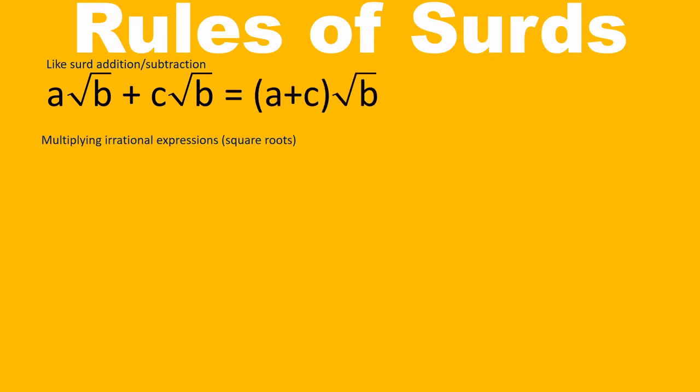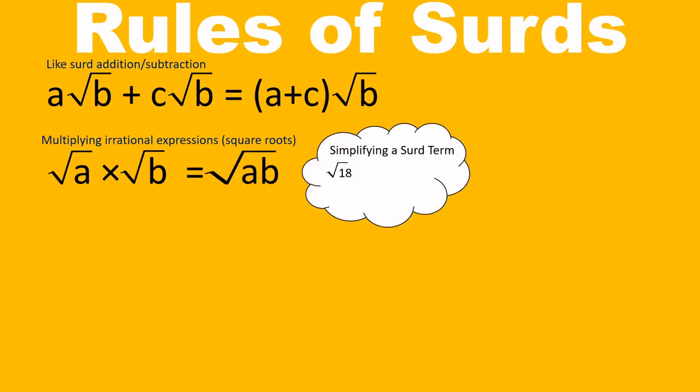Today we're going to look at multiplying irrational expressions, so multiplying square rooted terms. So the square root of a times the square root of b, for example, we'll simply multiply the two irrational values together. So that's going to be the square root of a times b.